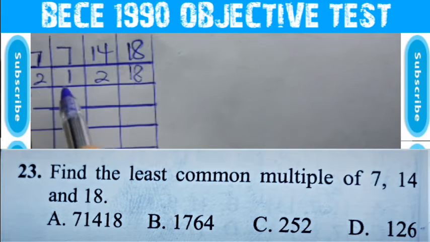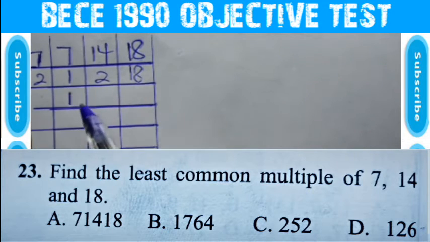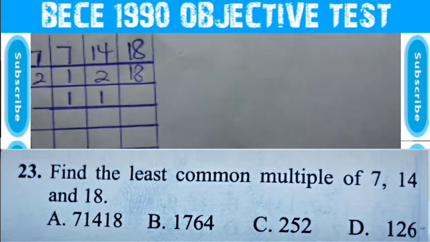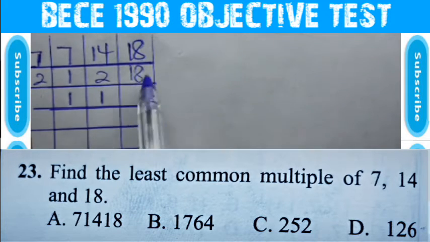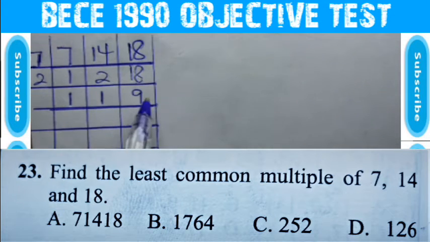Over here, 1 can't be divided by 2, so we write the 1 down. When 2 divides 1, it's not possible, so repeat the 1 here. 2 divides 2, you have 1. 2 divides 18, then you have 9. Now you have 1, 1, and 9.